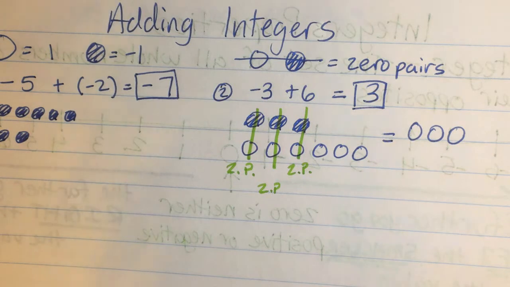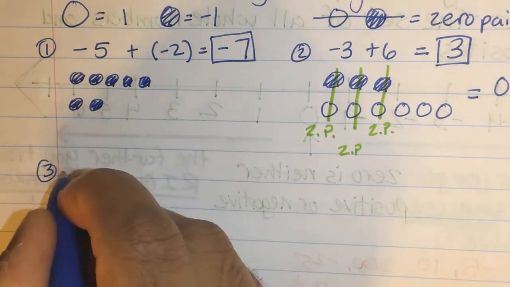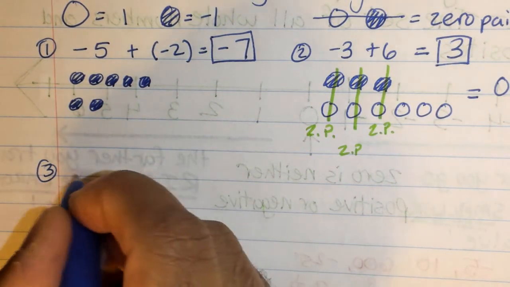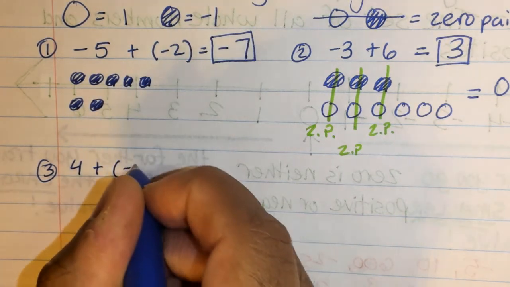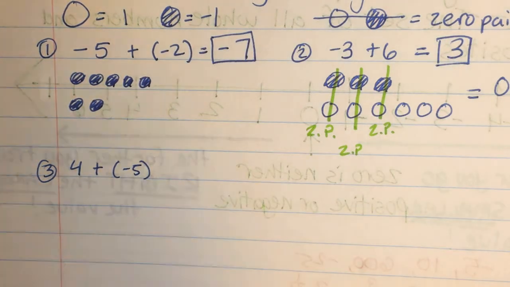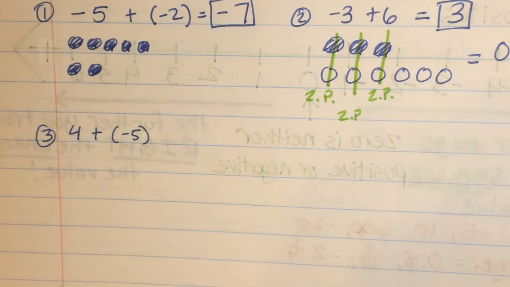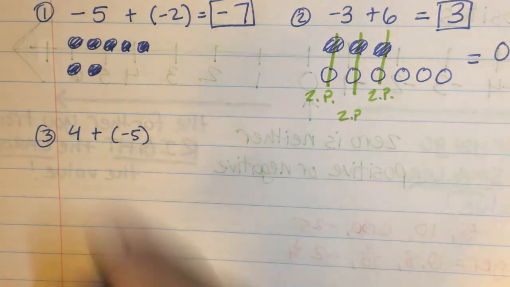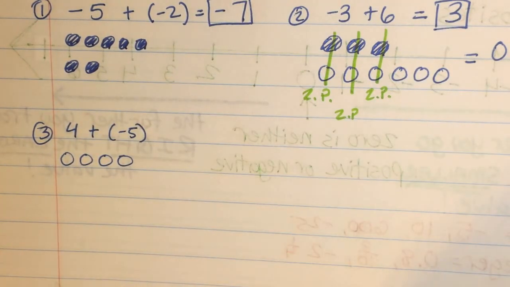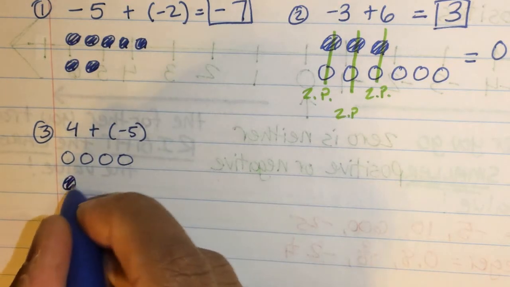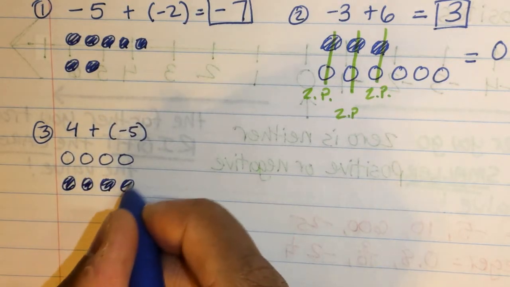For number 3, I want to do 4 plus negative 5. 4 plus negative 5. So I'm going to draw 4 first. So 1, 2, 3, 4. And then I'm going to draw negative 5. So 1, 2, 3, 4, and 5.